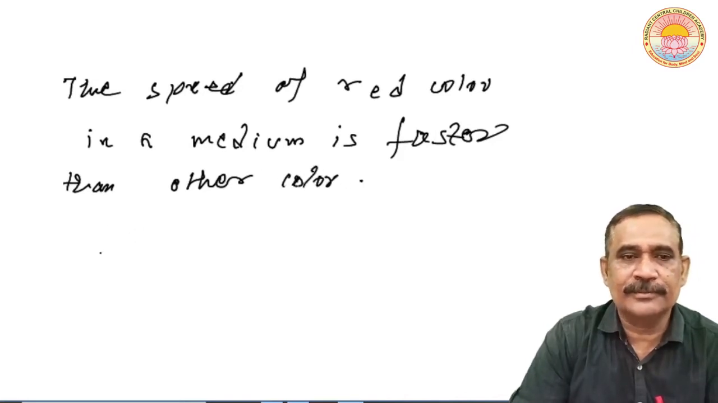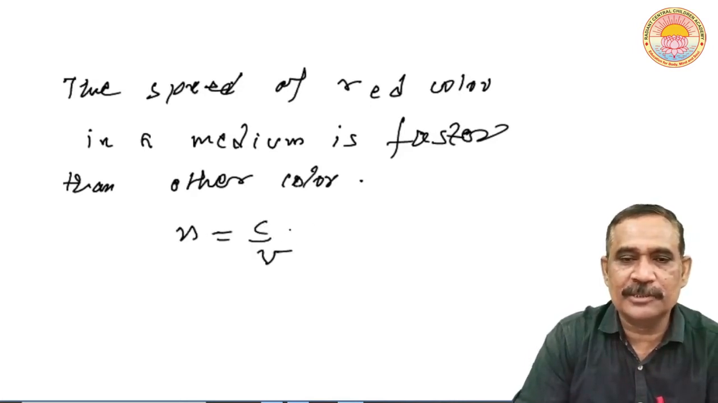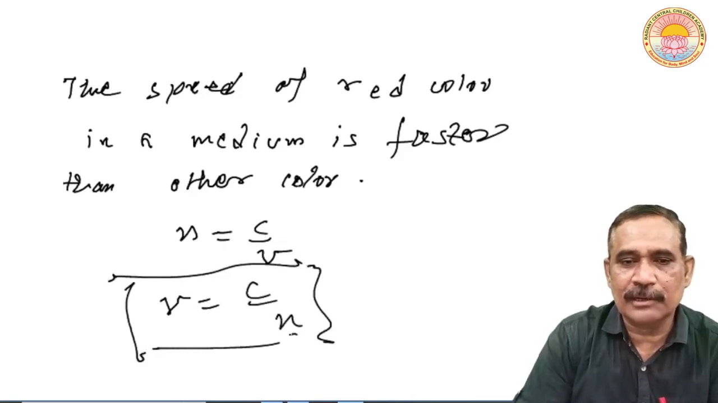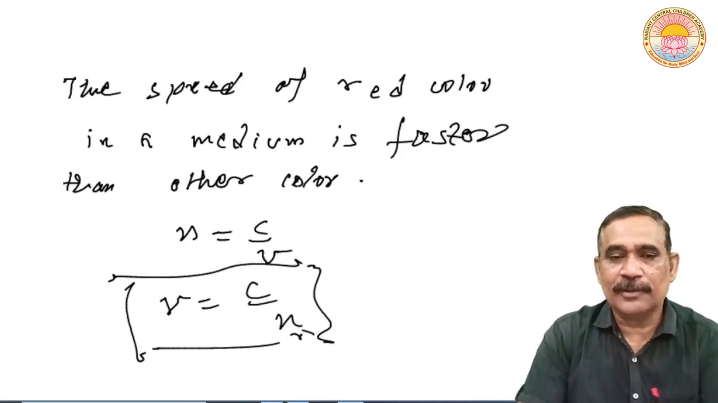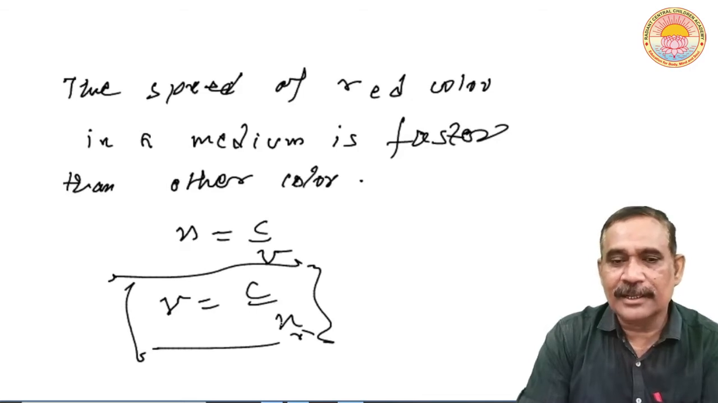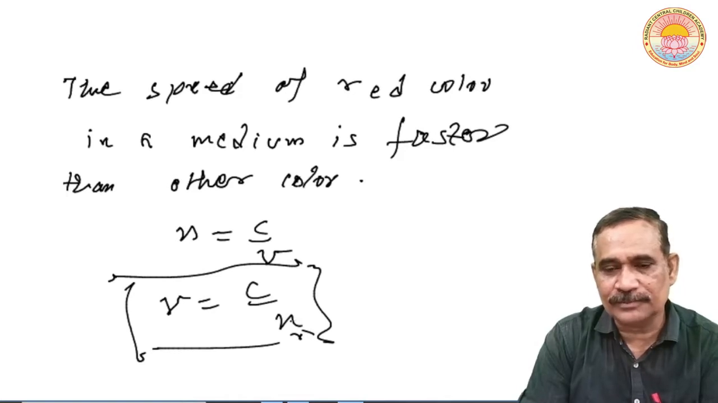The reason is that since n equal to c upon v, where c is the speed of light in vacuum and v is the speed of light in the medium, so v equal to c upon n. With the help of this formula, we can calculate the speed of light. So from the above equation, the refractive index of red color is smaller, so the velocity will be maximum. Here velocity is inversely proportional to refractive index.